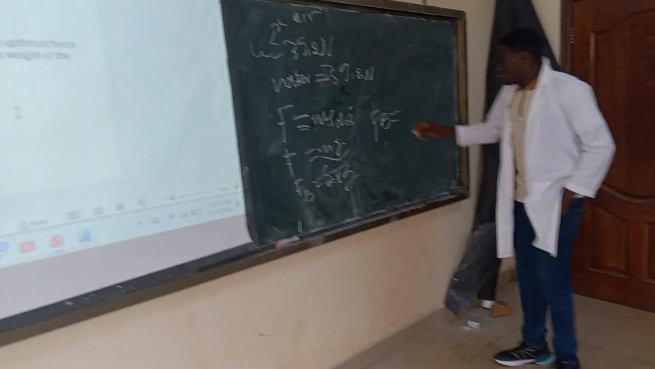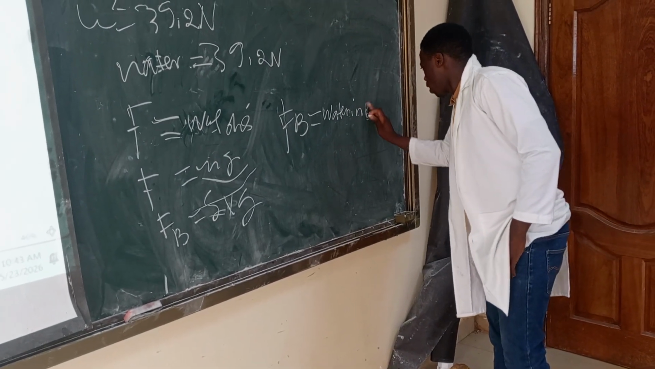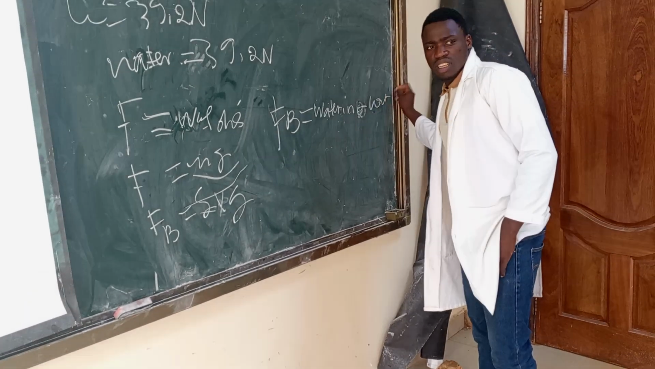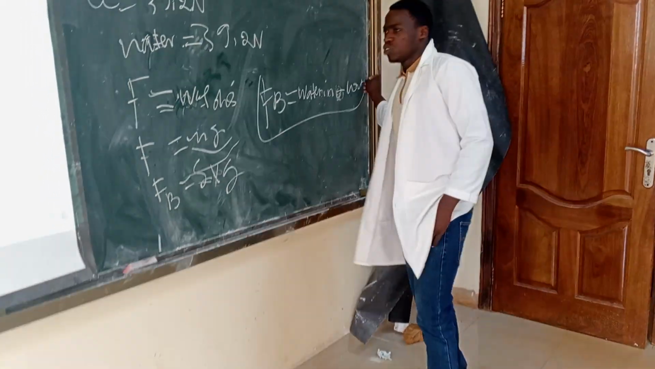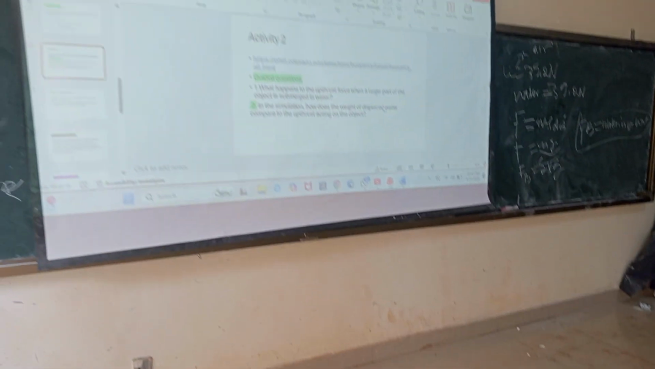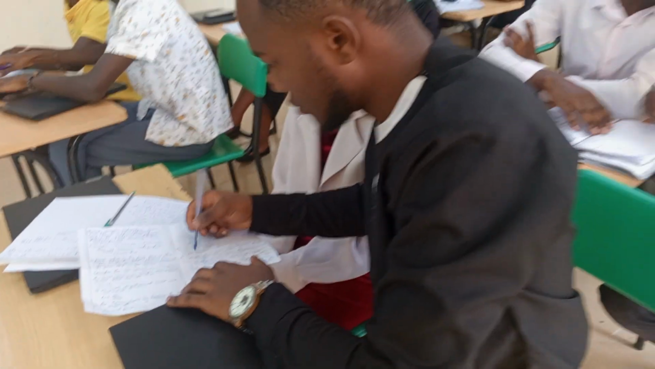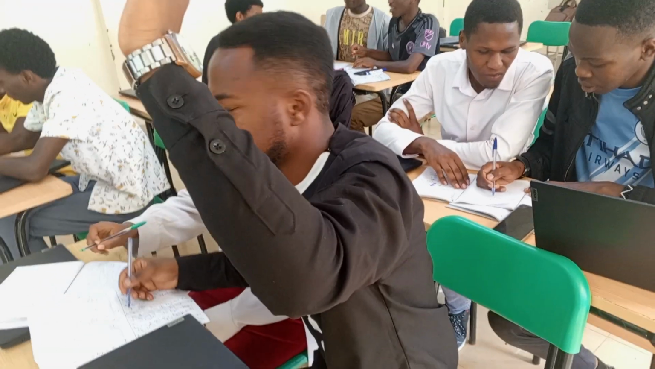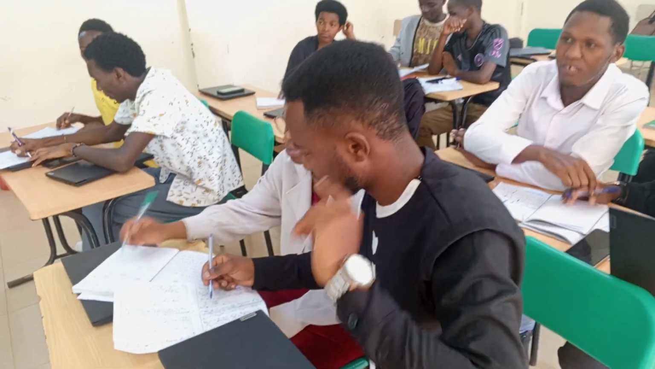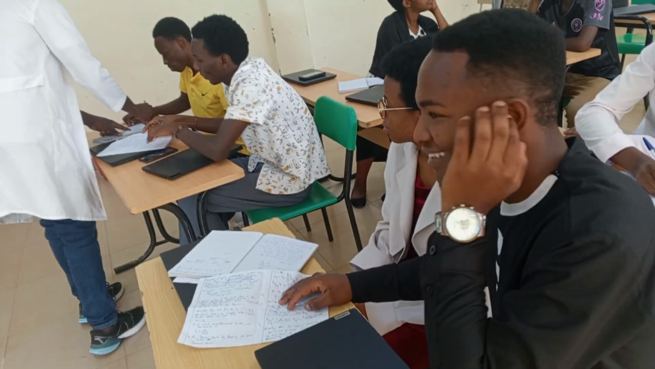Or the buoyant force you can calculate as the weight in air minus weight in water. That is the formula you can use to solve this question. Do these examples in pairs by using the Archimedes principle. Yes, finish it. Okay, thanks.